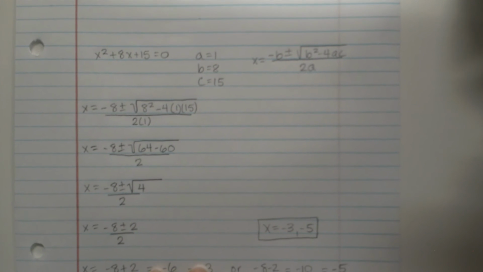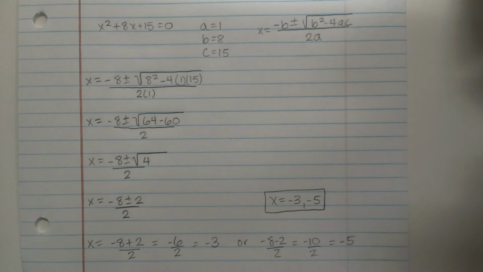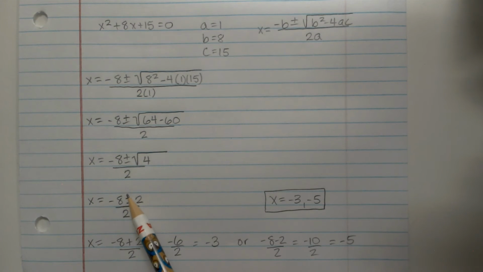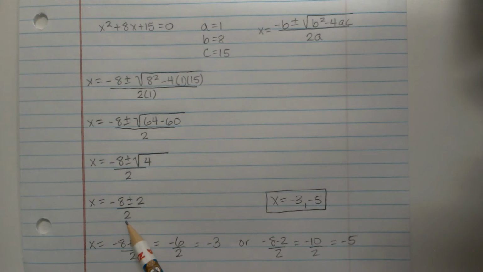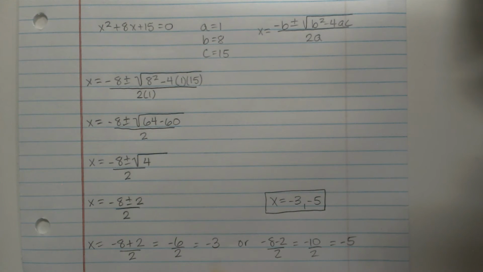All right, here's this one worked out. It was already in the right format. I identified my A and my B and my C, plugged it into the equation. I have regular numbers down here. So since -8 can be plus 2 over 2 or -8 minus 2 over 2, I went ahead and separated that. So -8 plus 2 is here and -8 minus 2 is here. And then I just simplified that.